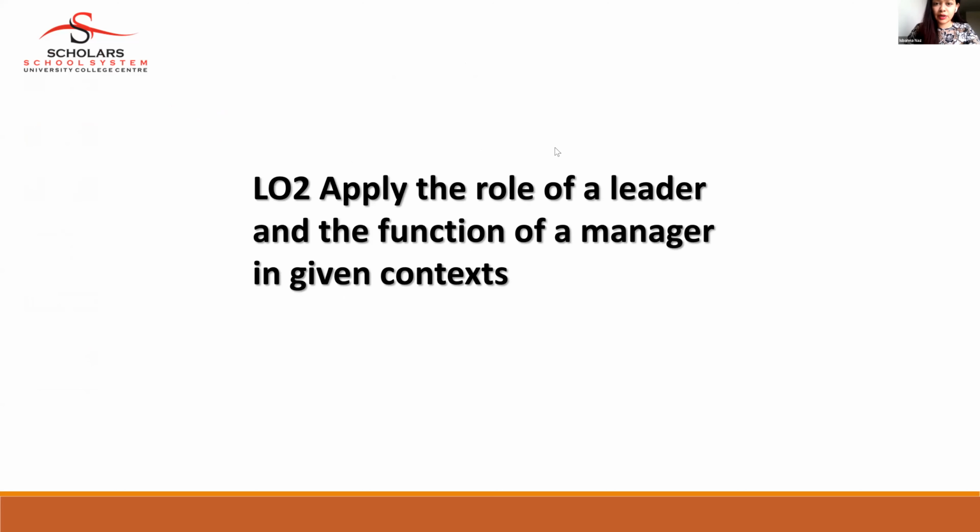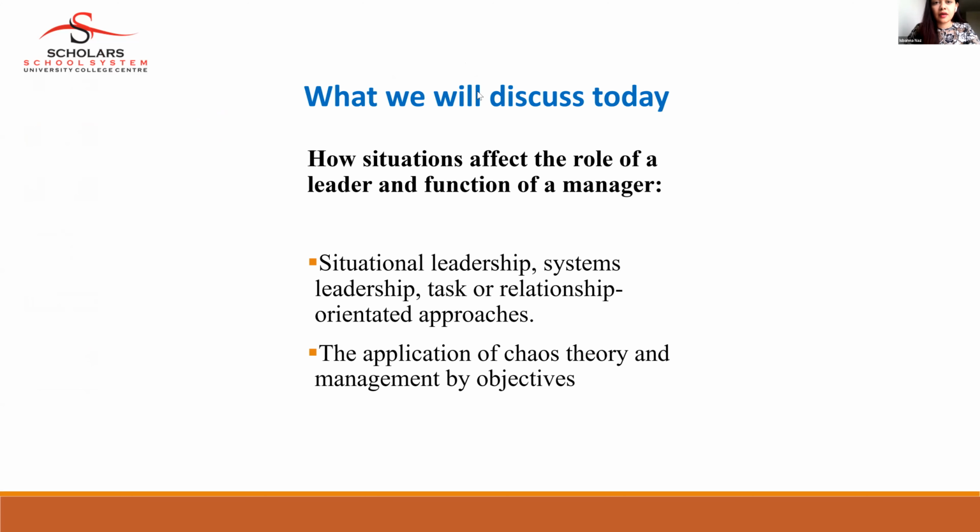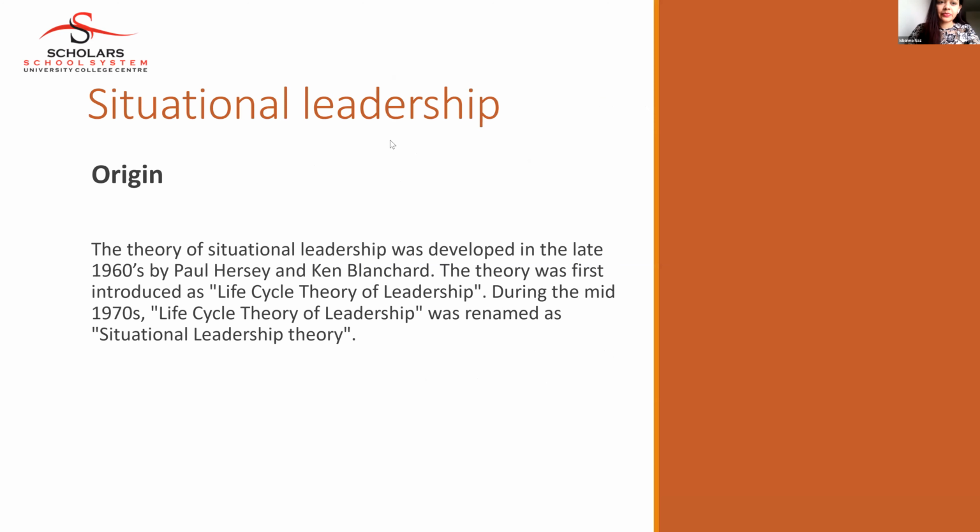So today we will be looking into Learning Outcome 2, applying the role of a leader and the function of a manager in given context. What we will discuss today is how situations affect the role of a leader and function of a manager. So we will look into what we understand by situational leadership, system leadership, task or relationship-oriented approaches, and the application of chaos theory and management by objectives.